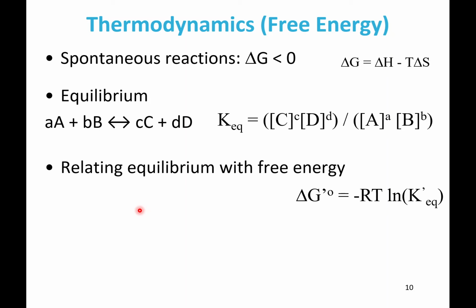You can relate equilibrium and free energy using this equation. There's a way to derive it, but you don't have to worry about deriving it. If you remember this equation, we'll be using it, so you should get some practice with it. Delta G prime naught equals negative RT, where R is a constant and T is temperature, times the natural log of KEQ.